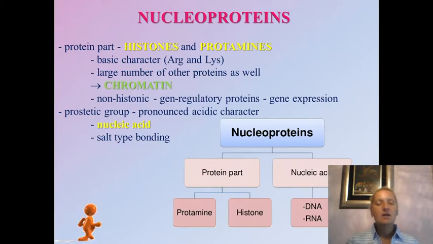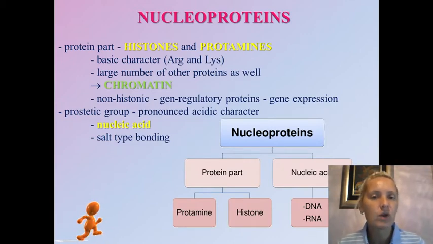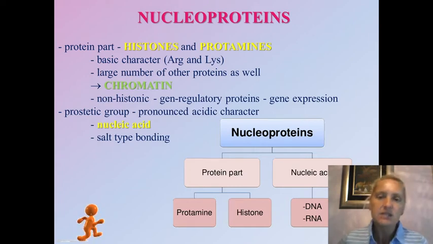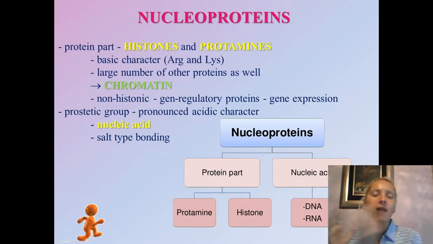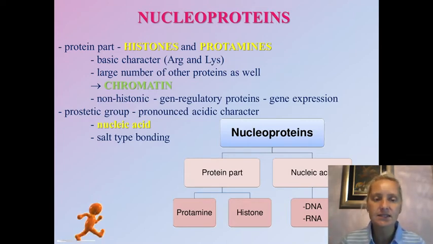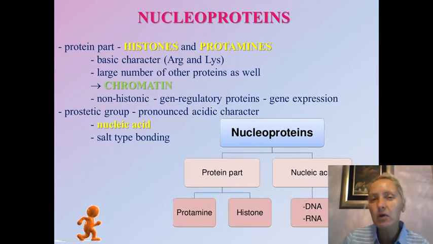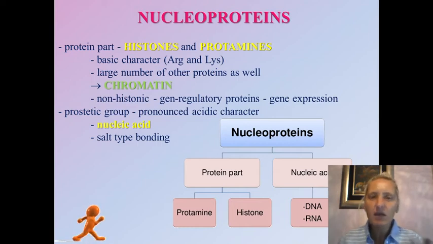So let's go through the general structure of one nucleoprotein. A nucleoprotein consists of the protein part of the molecule and the prosthetic group, which is nucleic acid. The protein part of the molecule consists of histones and protamines. I think that you remember and have heard about these names. I have mentioned them in the chapter on proteins, stating that they belong to the group of simple or homoproteins containing only amino acids in the structure.